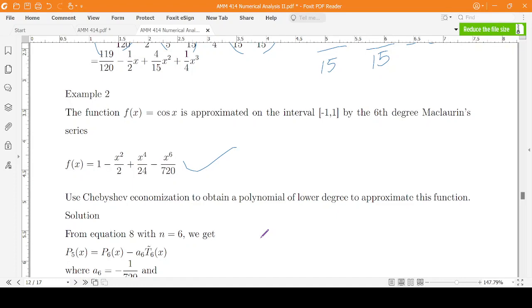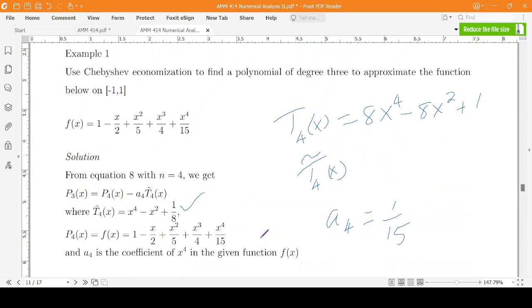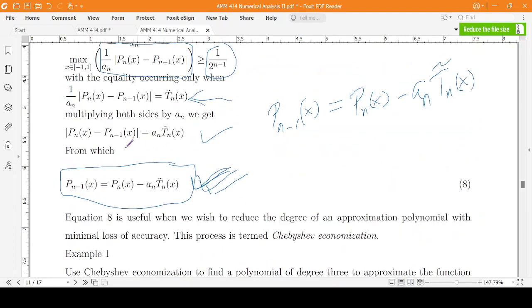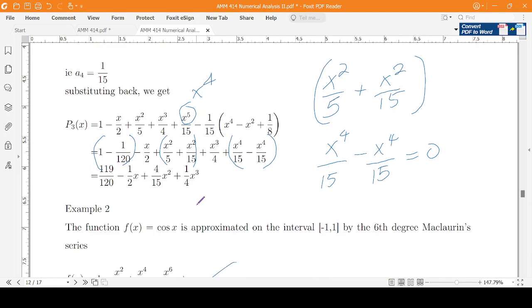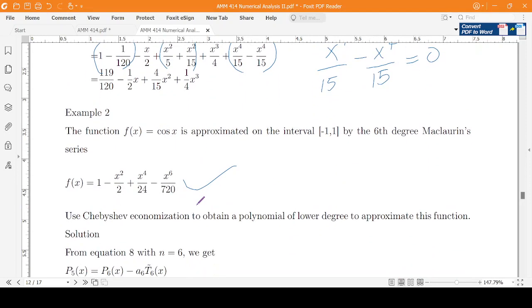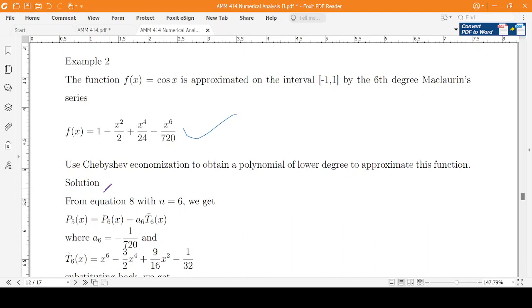Now, we shall use equation 8. Where is equation 8 here? And set n is 6, because the polynomial Pn there is of degree 6. So we set n is 6. N minus 1 is therefore 5. So with that, we shall have P5 of x equals P6 of x minus A6 times the Chebyshev monic polynomial T6 of x.